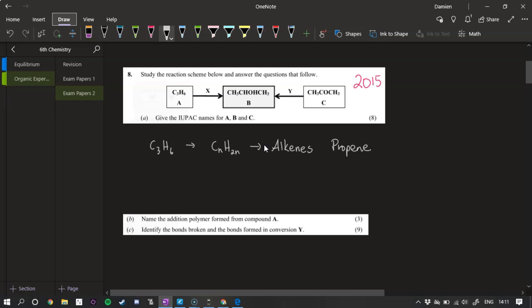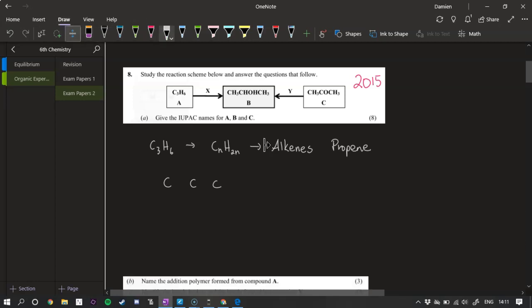Otherwise, what you could do is you could draw it out. So we need 3 carbons and 6 hydrogens. So if we draw 3 carbons, the only way of getting 6 hydrogens around this is if there's a double bond. So we have to put a double bond here, a single bond here, and then 2 hydrogens at the end, 1 hydrogen here, and then 1 and 1 and 1. And again, that gives you propene.